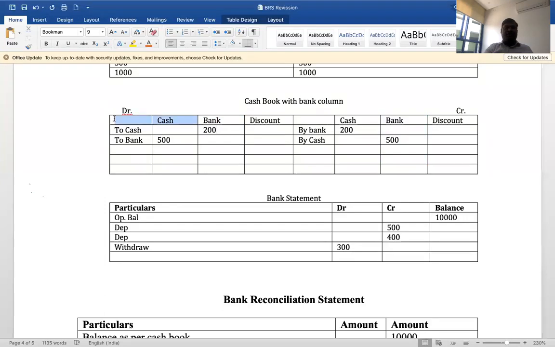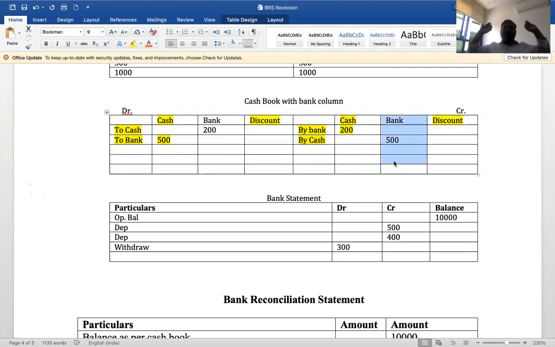Now look at this one. We are not worried about all this stuff. We are not worried about this discount column. We are worried about our bank column only, whether it is credit side or debit side. That's it.